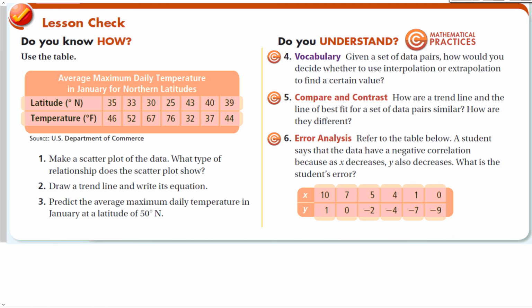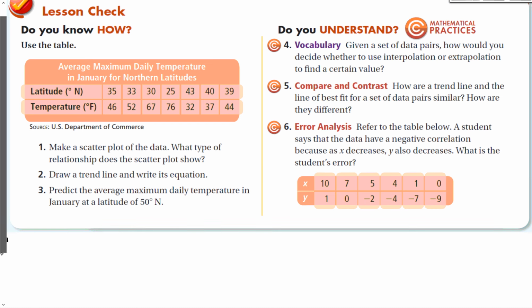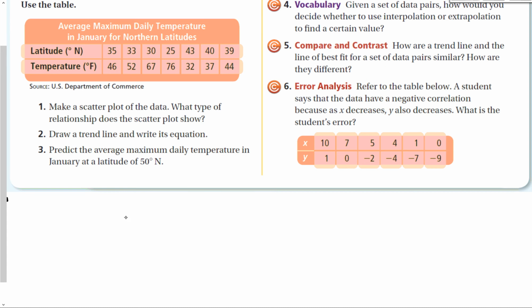Okay, so for our lesson check, here's some data. Make a scatter plot, draw a trend line, write its equation, predict the minimum daily temperature there. I'm not going to draw a scatter plot, but we will get the equation real quick. So again, to get my equation, we find the slope. Let's pick two points. Let's pick the first one and the last one.